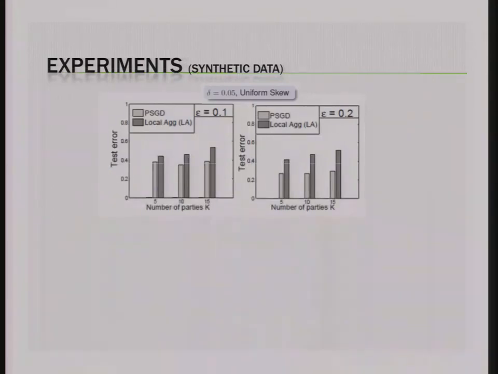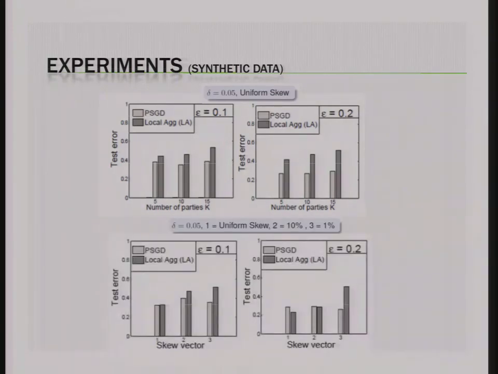The light gray ones is our algorithm, and the dark gray ones is the previous algorithm that I said. As you can see, as the number of parties grows, the test error kind of goes up. And this is both in the case of epsilon is 0.1 or 0.2. Though I should mention, in our case, we have to set a delta parameter, wherein it was not there in their case. And the delta parameter we set is 0.05, which means you are 95% confident of what happens.